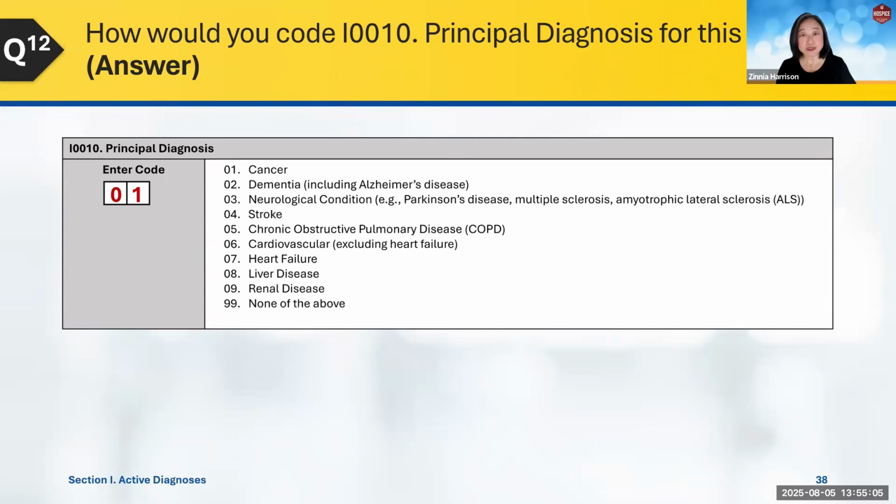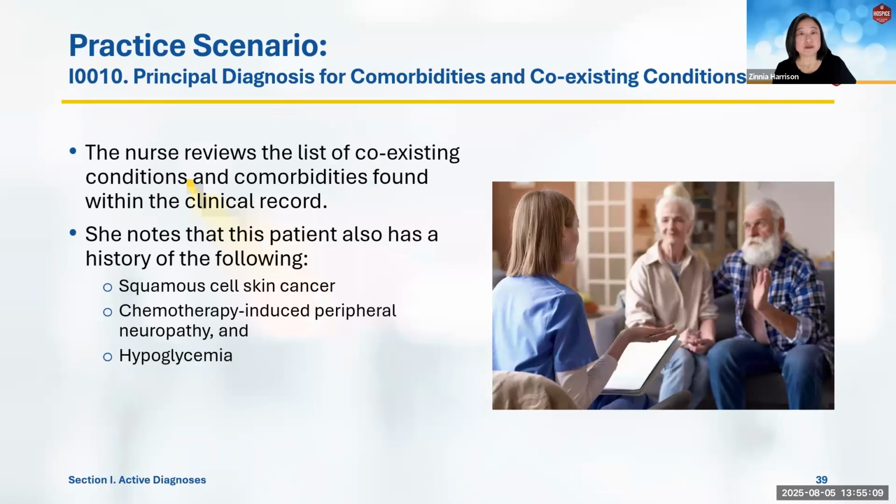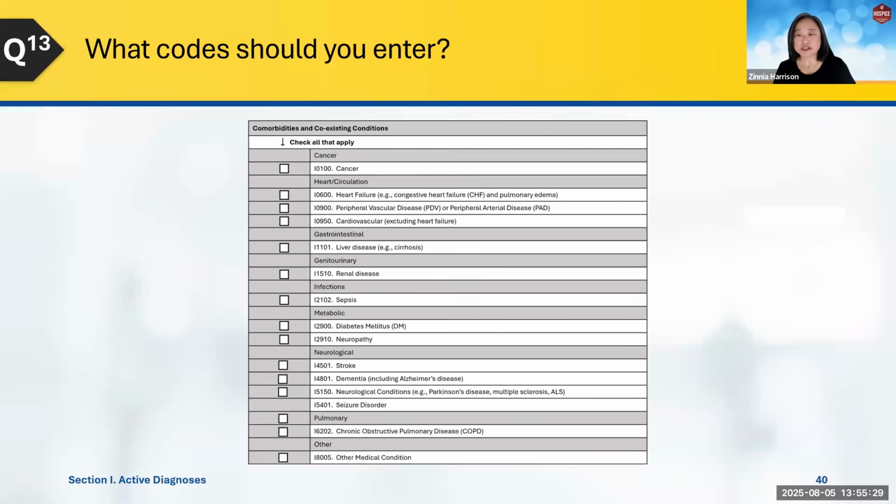So now let's continue with the scenario on the next slide. The nurse reviews the list of coexisting conditions and comorbidities found within the medical record. She notes that this patient also has a history of the following: squamous cell skin cancer, chemotherapy-induced peripheral neuropathy, and hypoglycemia. Okay, so let's open the poll on the next slide. And how would you code the comorbidities and coexisting conditions?